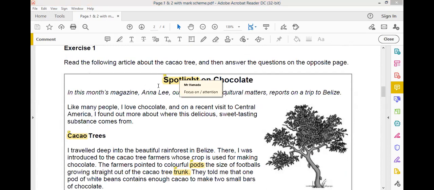Spotlight on chocolate. Spotlight, as we know, means focus on or attention. You can write the meaning if you wish. Write the meaning of this word. Spotlight means focus on or attention. I think that you can see the meaning.